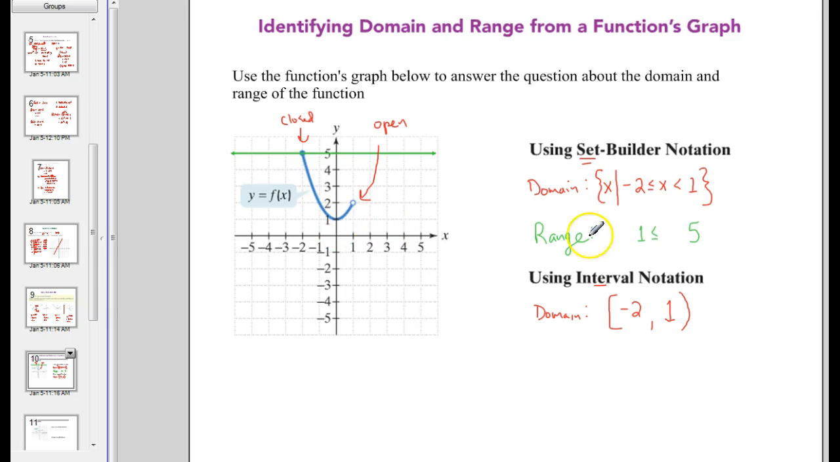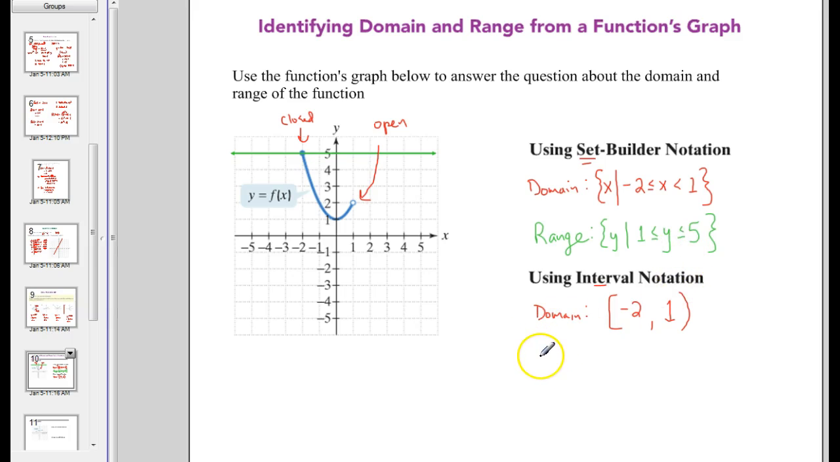Okay? Now, for range, we're not dealing with x's anymore, we're dealing with y's. So instead of x such that with the bar, we're going to say y such that with the bar. Okay, and then the last thing to fill in is this last order symbol. Up here, this is a closed dot at 5, that highest point. So again, we would use the less than or equal to. Okay, if that had been open, then we would just do strictly less than.